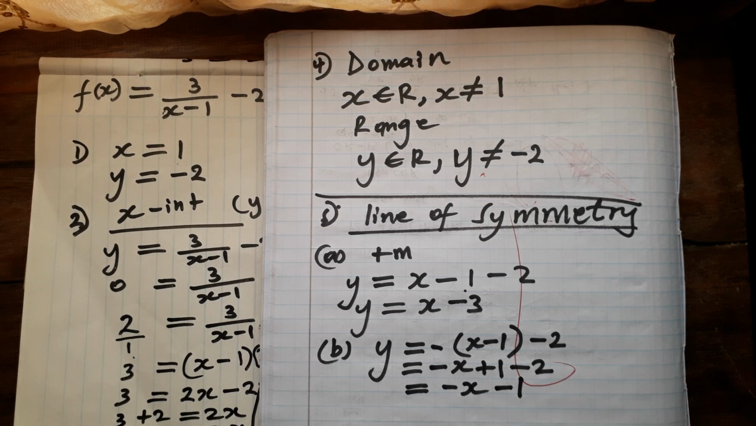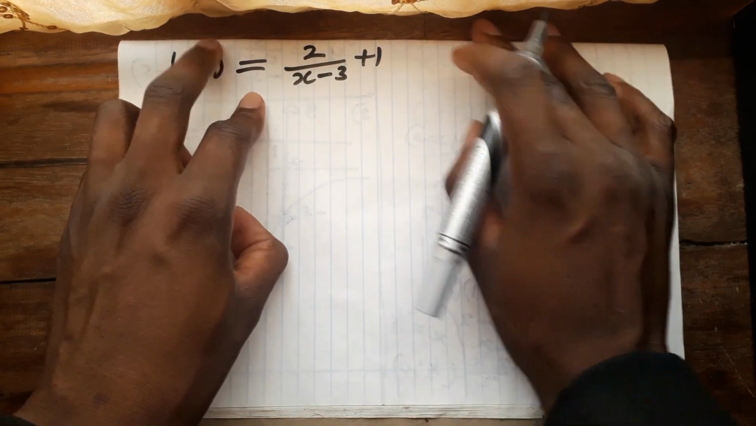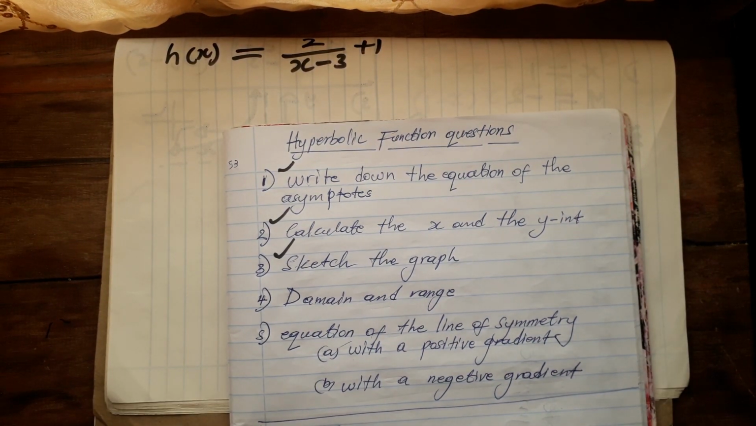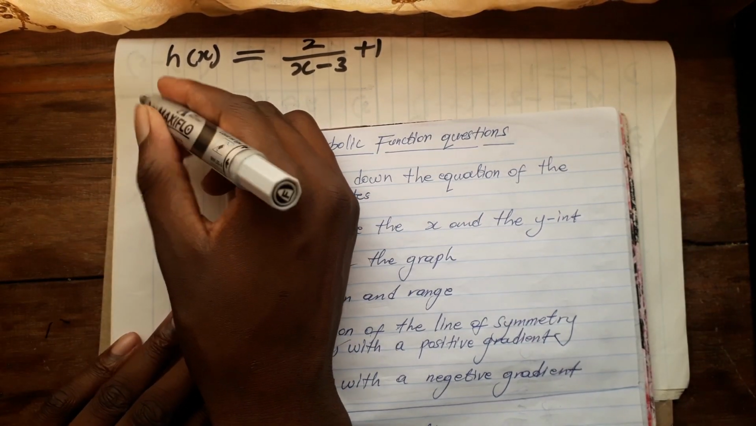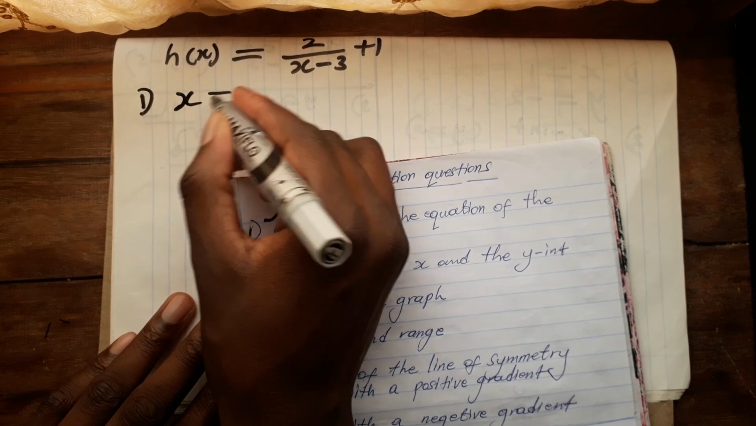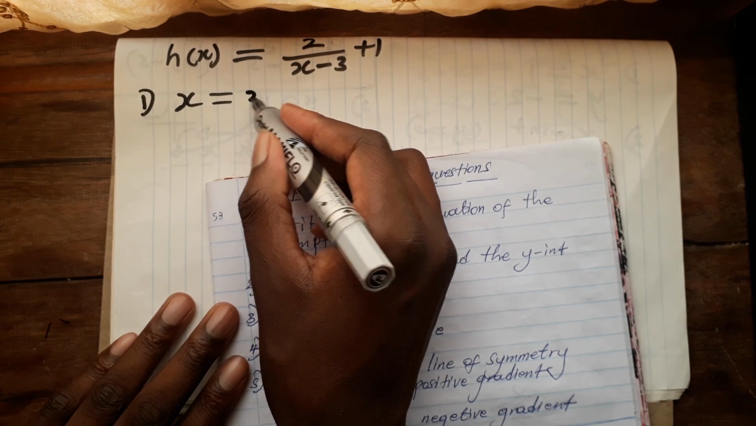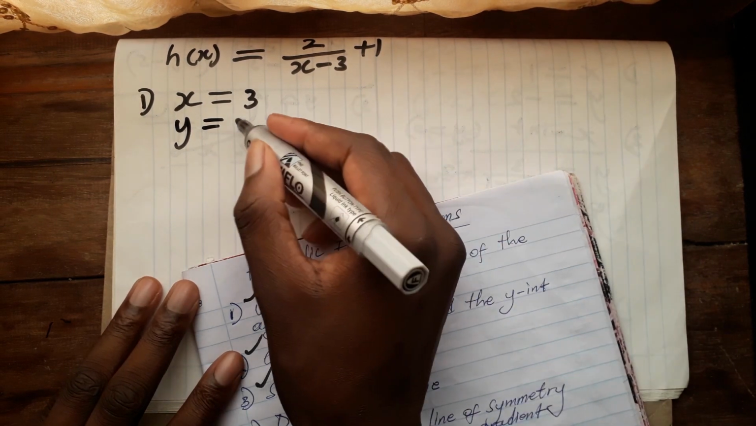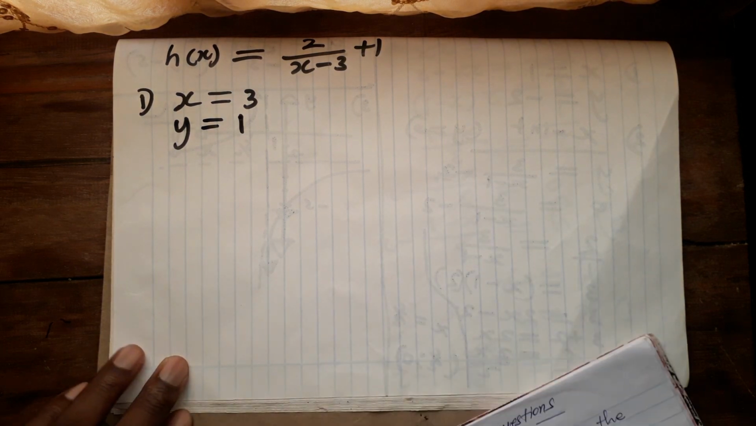Let's try another example. Here's another example. We are going to try to answer all those questions again using this example. The first question, write down the equations of the asymptotes, and then you know that this is x, this is y. What are we going to say? X is equal, this is negative, when it comes here it must become positive 3. And then y is going to be equal, this one you don't change, you just write it as it is.